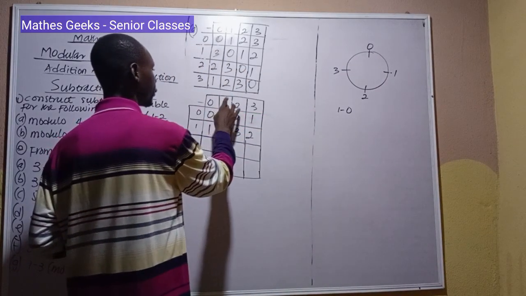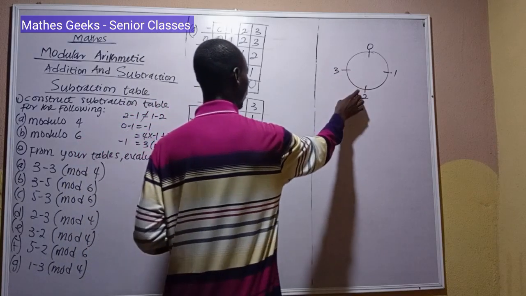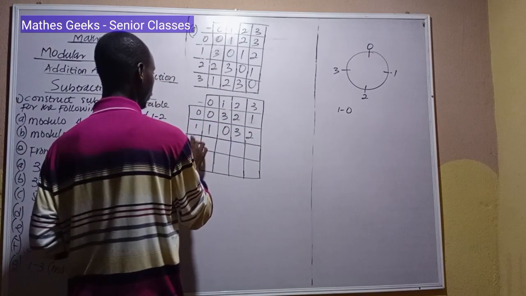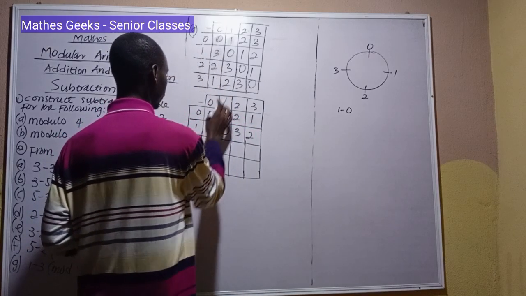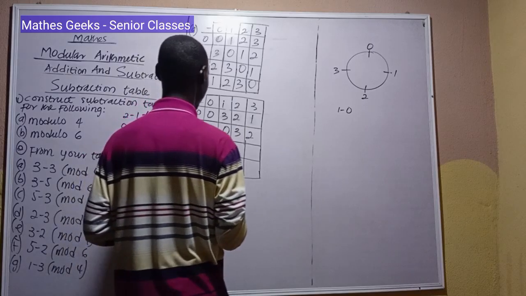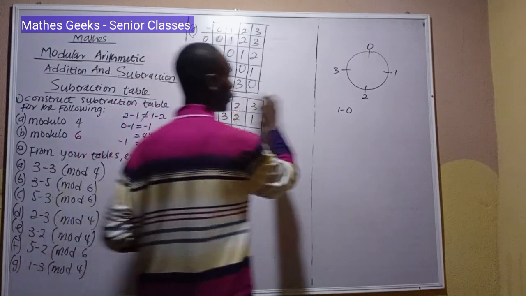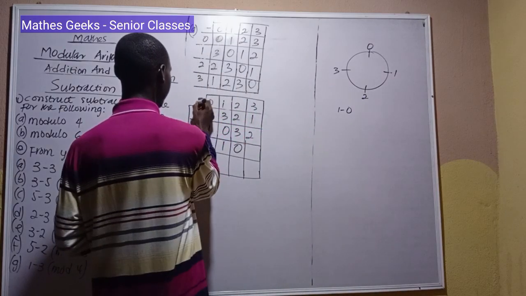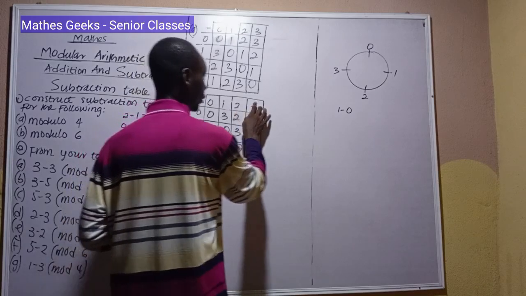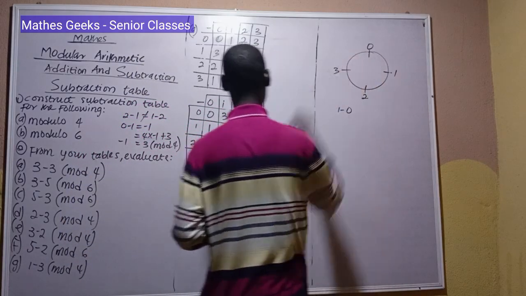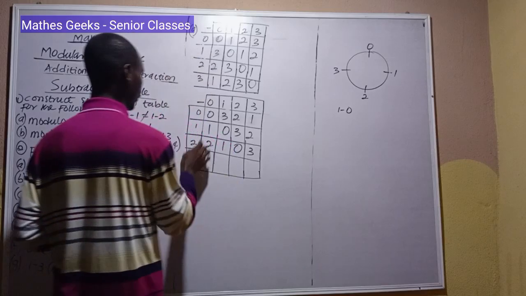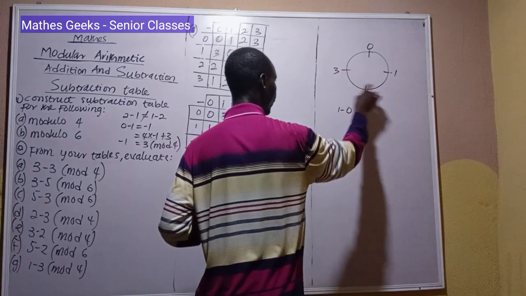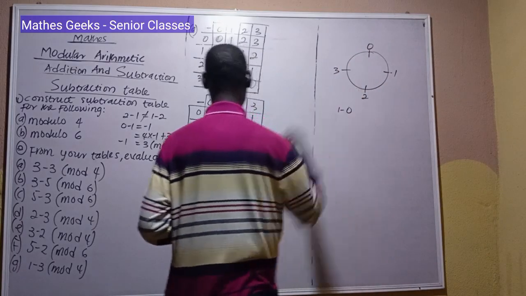2 minus 0 is 2. 2 minus 1 would be from 2 backwards 1, so that is 1. 2 minus 2: from 2, 1, 2, that's 0. 2 minus 3: from 2, 1, 2, 3. That's 3. 3 minus 0 is 3. And 3 minus 1: from 3 move backwards in anti-clockwise direction. That's 2.